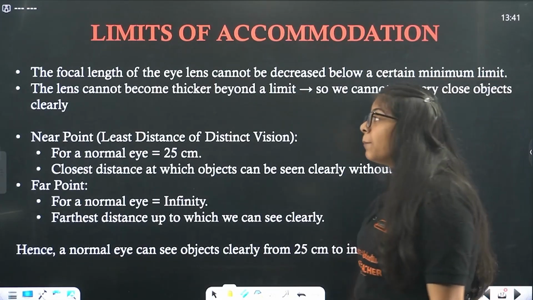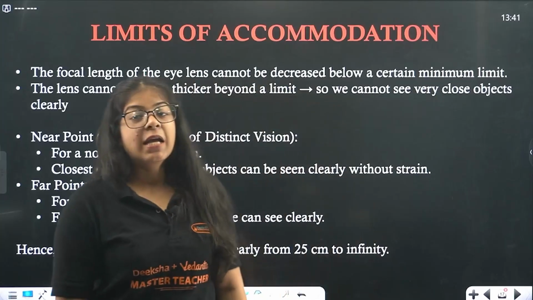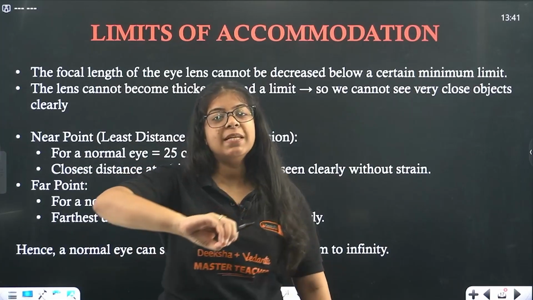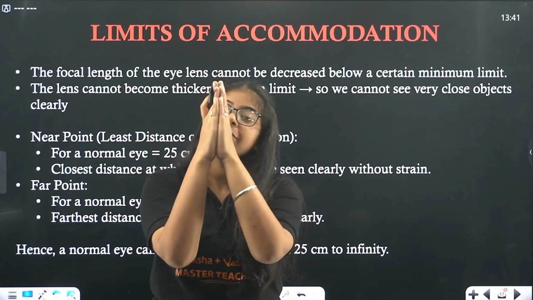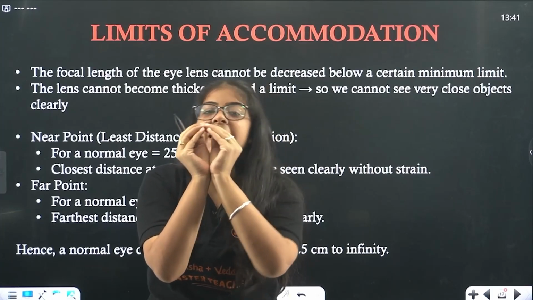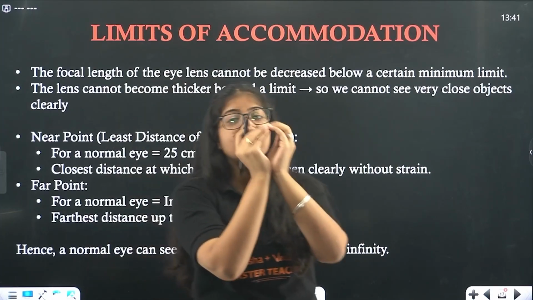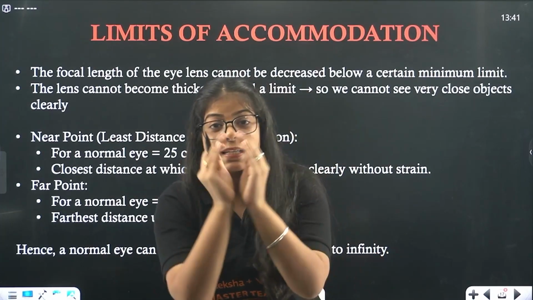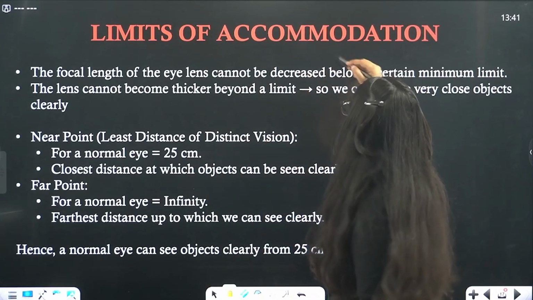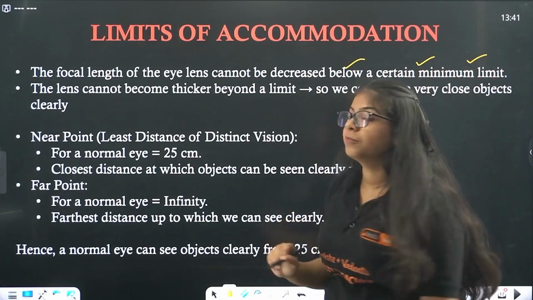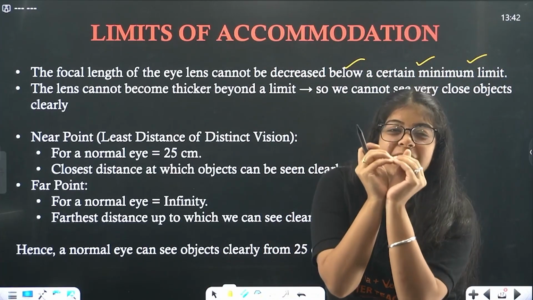What is the limit of accommodation? The focal length of the eye. That means if I have a thin lens, I have a bigger focal length; if I have a thick lens, I have a smaller focal length. So this focal length of the eye lens cannot be decreased below a certain minimum limit. Why? Because the lens will have to contract a lot.